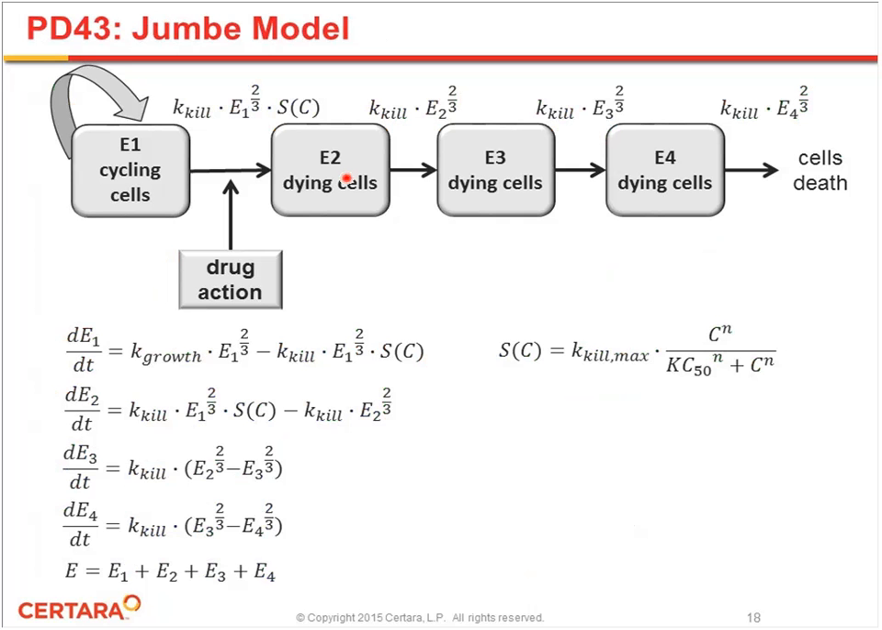And for the distributed delay, Jumbe also uses 3 transit compartments, but there are 2 major differences. First of all, the growth: it only assumes an exponential growth of the tumor, described by this first order rate constant K growth. It uses, for all the compartments, a power term 2/3, and this is on all compartments, the cycling cells as well as the dying cells.